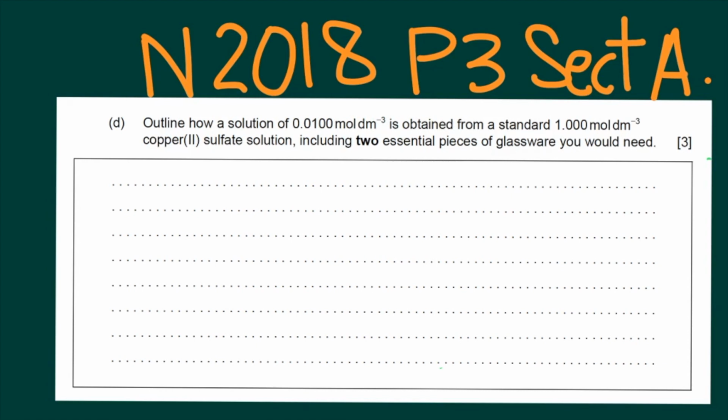And many students had difficulty with this question, which was clear evidence that students are not familiar with carrying out dilutions or with making standard solutions. So let's look at this question, which is slightly different from the scenario involving the student, but very similar. 1 mole per dm cube copper sulfate is to be diluted to make a 0.010 moles per dm cube solution, and you're supposed to identify 2 essential pieces of glassware that you would need.